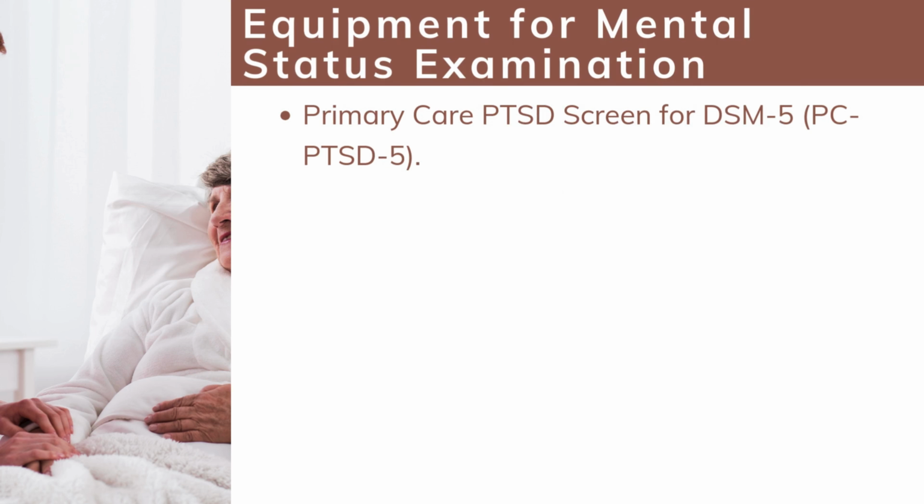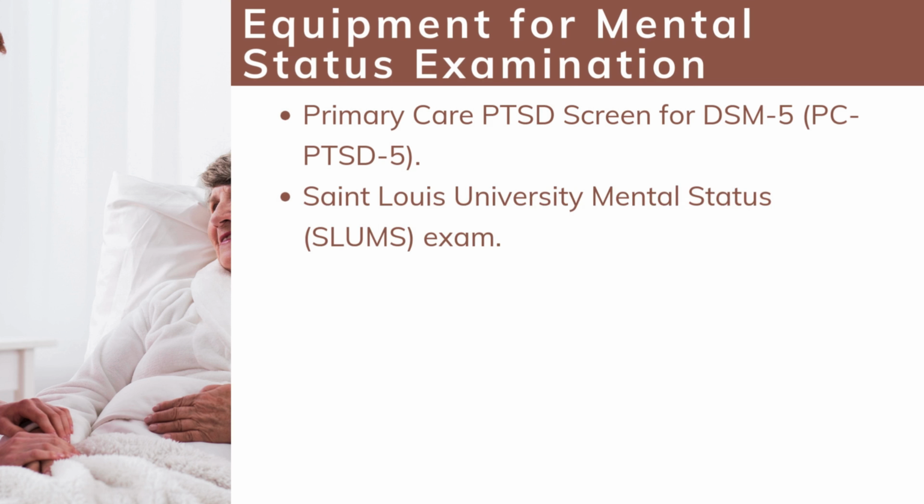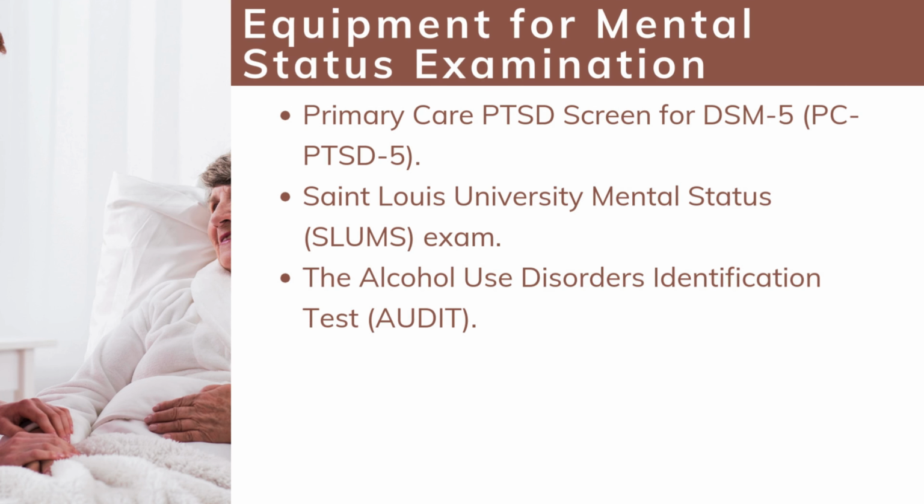The Primary Care PTSD Screen for DSM-5 is used to screen for post-traumatic stress disorder. The St. Louis University Mental Status, or the SLUMS exam, is used to detect cognitive impairment. And the Alcohol Use Disorders Identification Test could also be used to assess alcohol dependence and misuse. These tools allow us to objectively measure mental and emotional functioning.